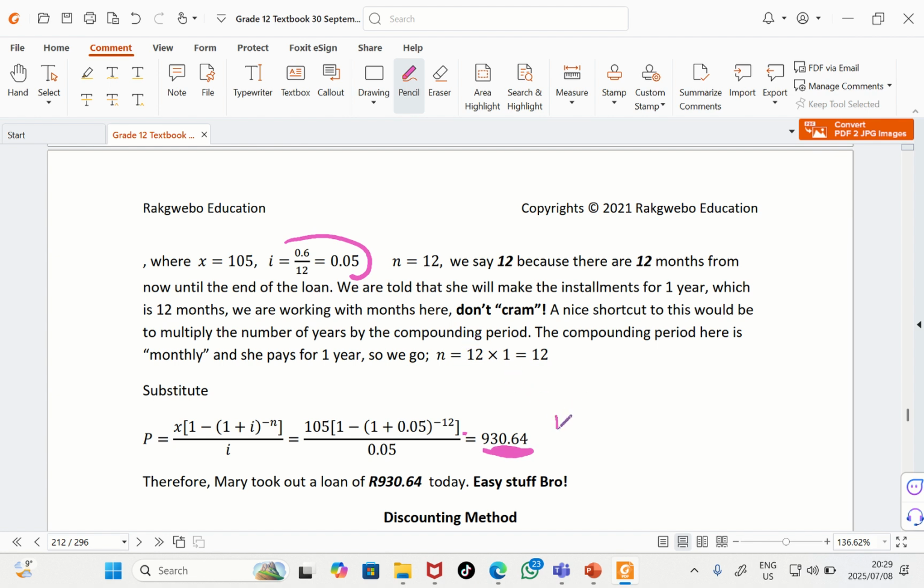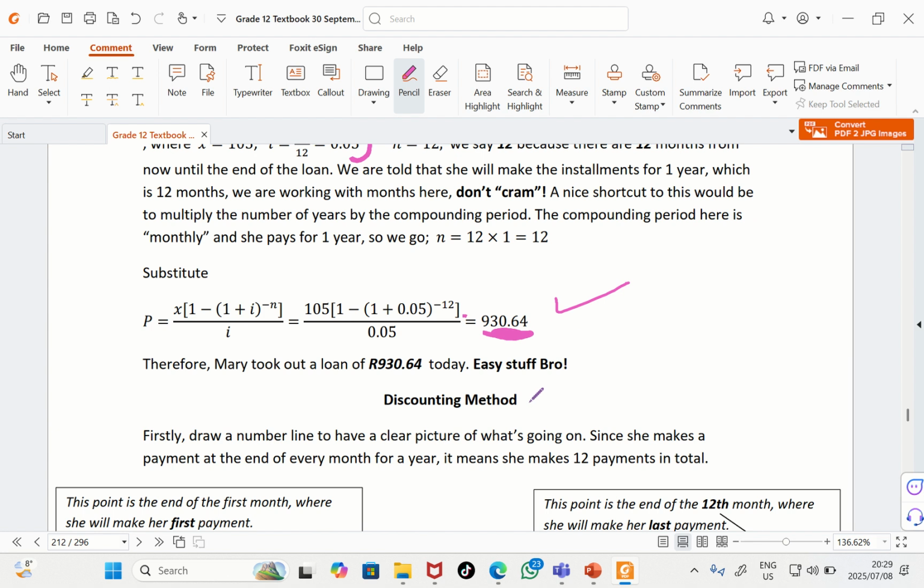This is the formula method. This is the quickest method. This is the method you're going to use in the exam, unless you're cornered and you feel like using the discount method would be more sensible. Okay, let's use the discount method.